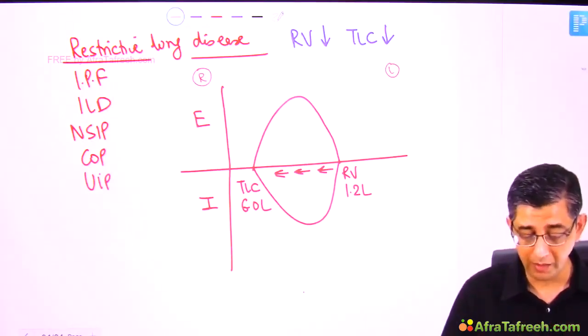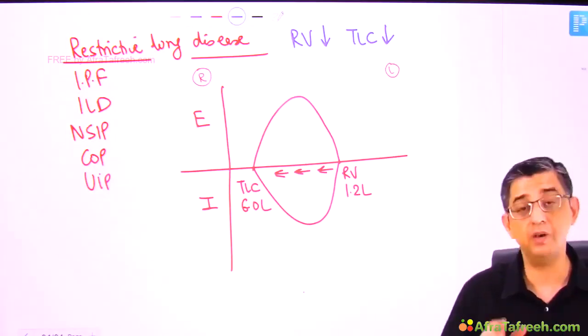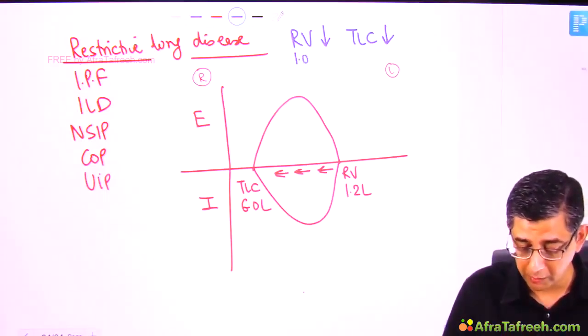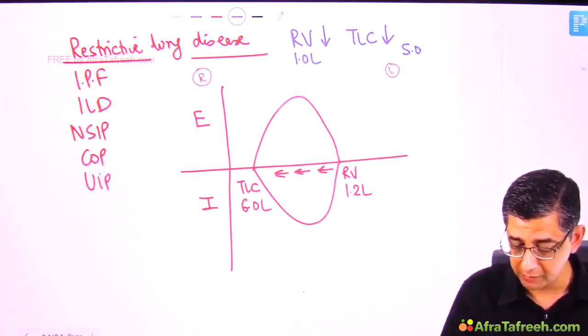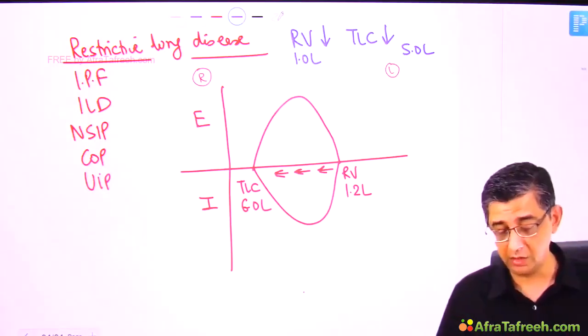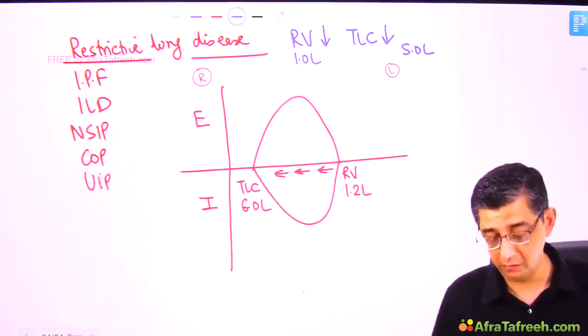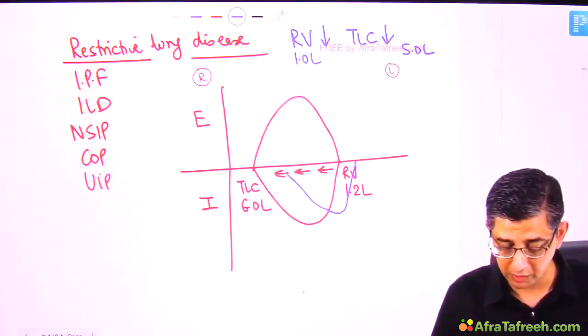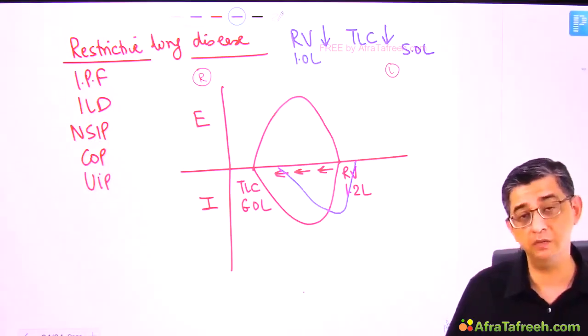So my point at the moment, guys, is very simple. Let me give a number here also. RV of the patient is 1 liter, TLC is suppose 5 liter. So I will start the curve a little towards the left of RV. Why? Because residual volume is lesser. You can see the volume is increasing towards this side towards 5 liter, but it is not reaching the 6 liter value.